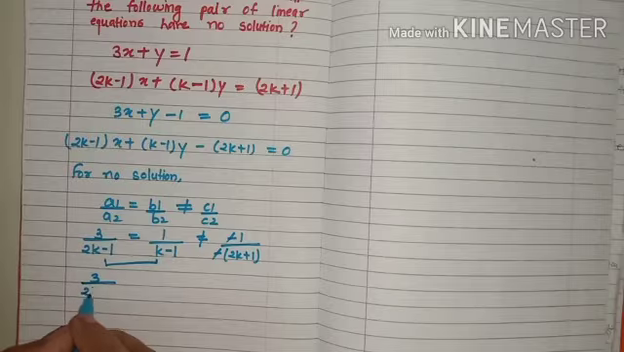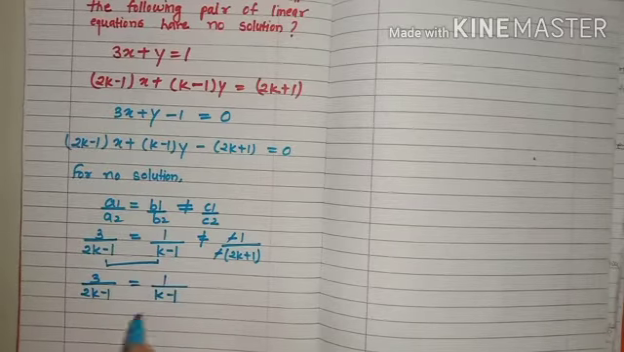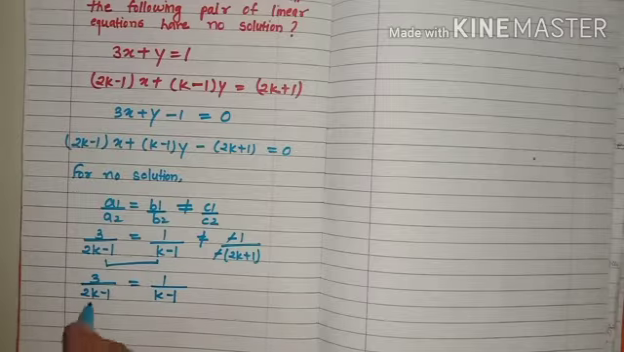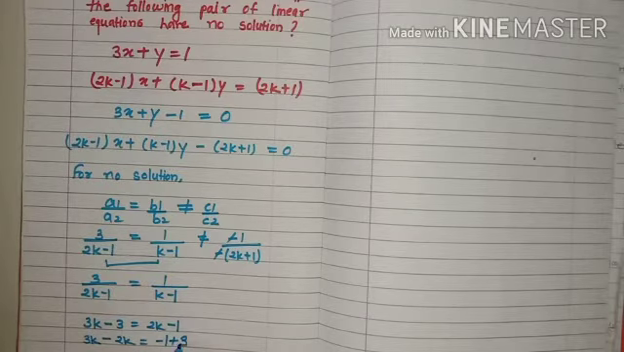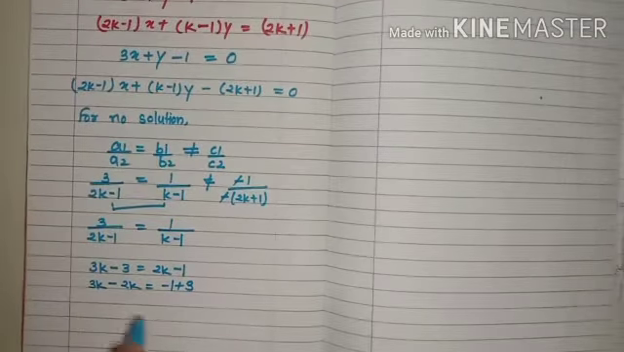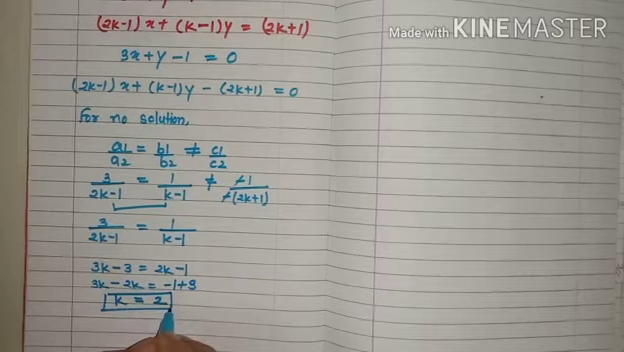If we compare this part, 3/(2k - 1) = 1/(k - 1). By cross multiplication, what will we get? 3k - 3 = 2k - 1. 3k - 2k = -1 + 3. 3k - 2k is k, so here the value of k is 2.